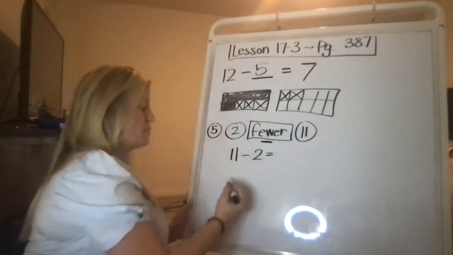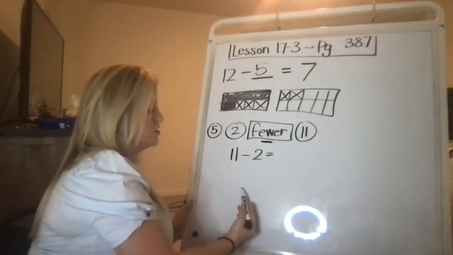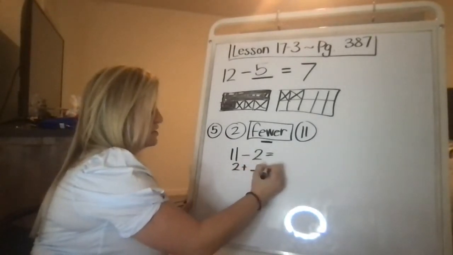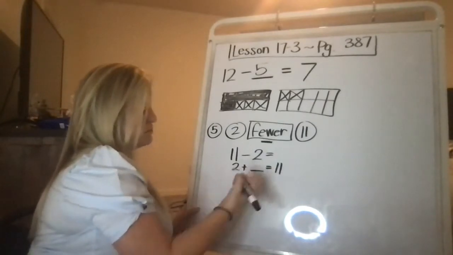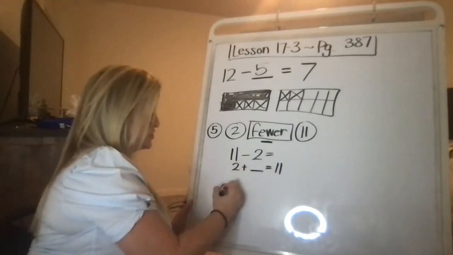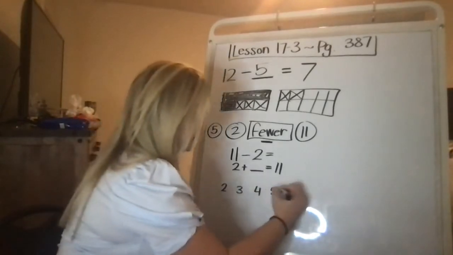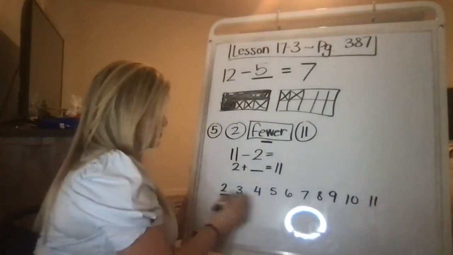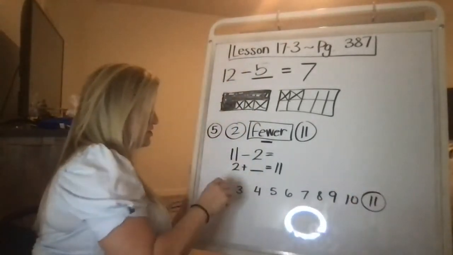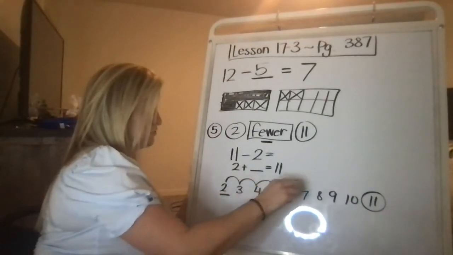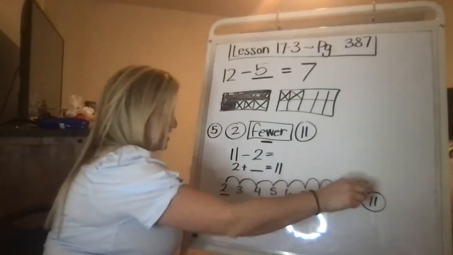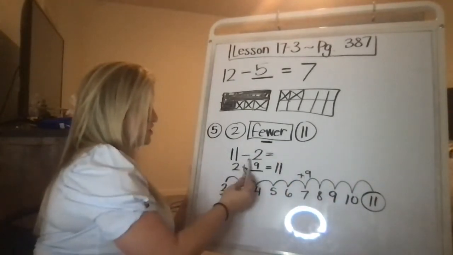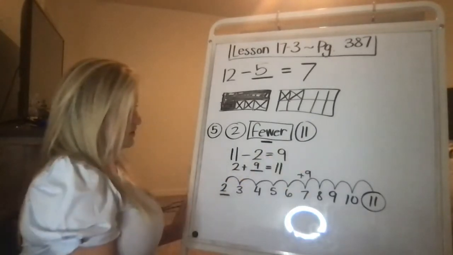So this is, if you remember where we could draw out 11 and then we could draw 2, that might take some time. So what I'm going to do is I'm going to say 2 plus blank equals 11. That would be flipping it into an addition equation that I could do. So 2, 3, 4, 5, 6, 7, 8, 9, 10, and 11. Start at 2, end at 11. Here I go. 1, 2, 3, 4, 5, 6, 7, 8, 9. So 2 plus 9 equals 11. Therefore, 11 minus 2 must also equal 9.